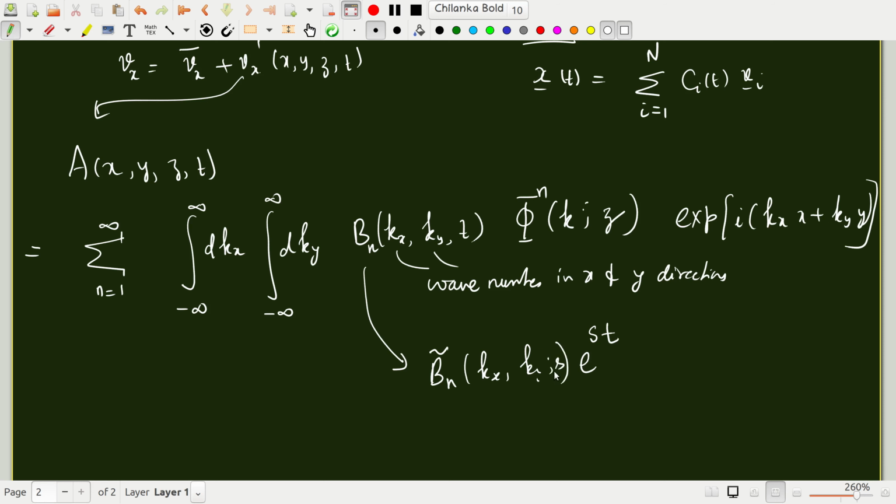And so finally, this is the way we expand our unknown disturbance variable, let's say A, which can be any of the velocities or pressure disturbances, in terms of the eigenfunctions along the various coordinate directions. Along the x and y directions, they are infinite directions, so you use Fourier transform with wave numbers kx and ky. Along the other direction, the z direction, it is confined, so we don't know what these eigenfunctions are. So we have to solve for them.